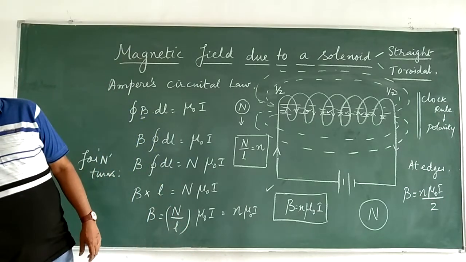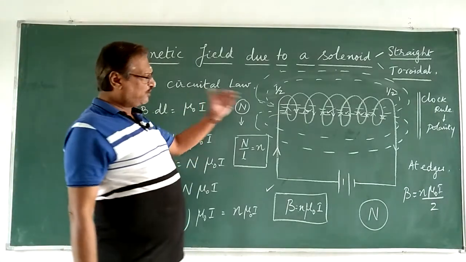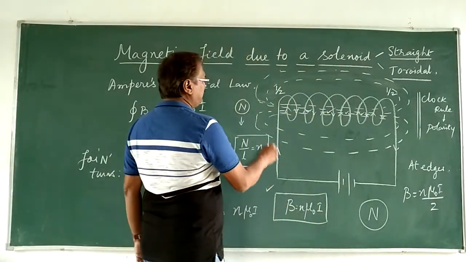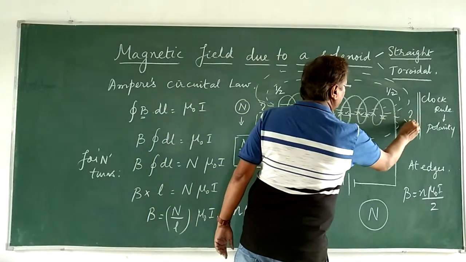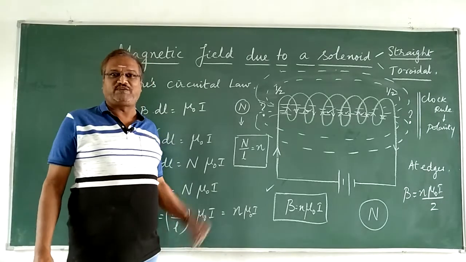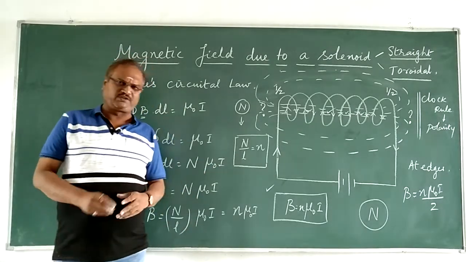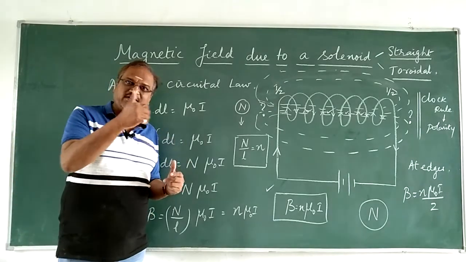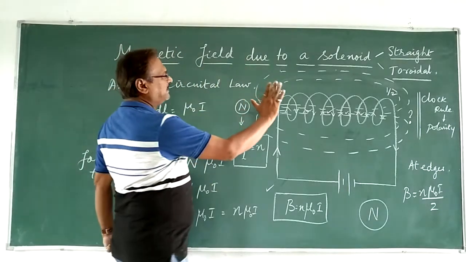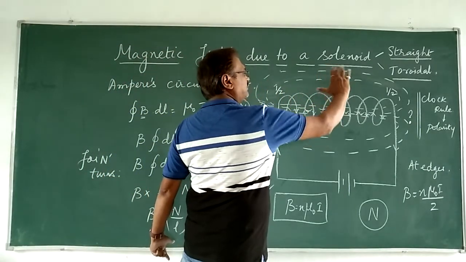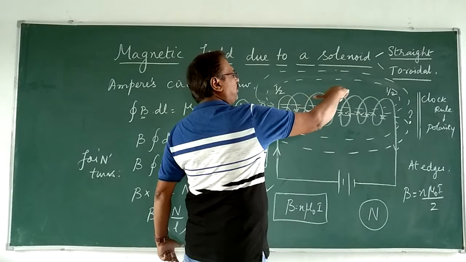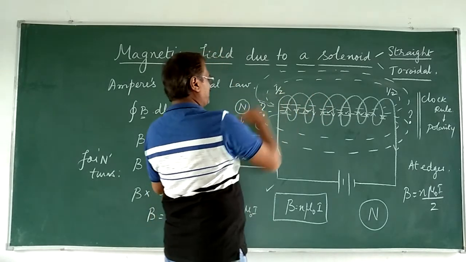Now I wanted to proceed with another idea. Whenever you say a magnet has a north pole and south pole, where is the north pole and south pole in a long, straight solenoid? We have to find out. That is very simple. It is the reverse of the one which we did, the right hand thumb rule. Here what you do, you hold the solenoid with your curled fingers, and the thumb will point towards the direction of north.